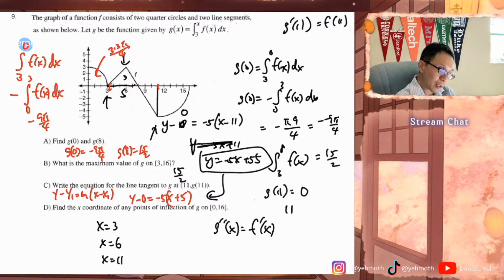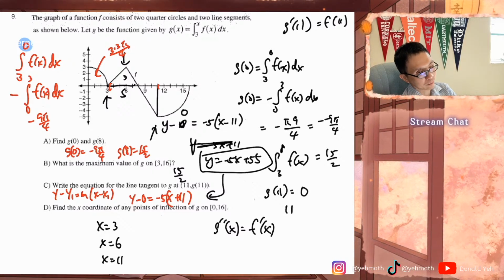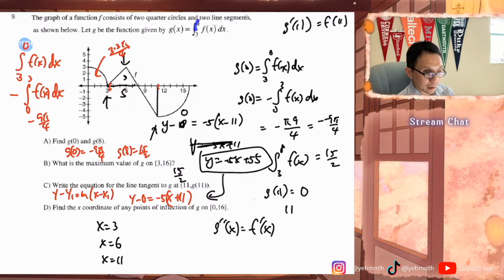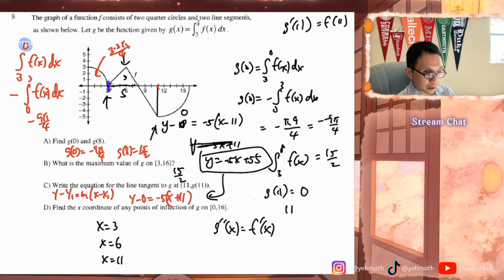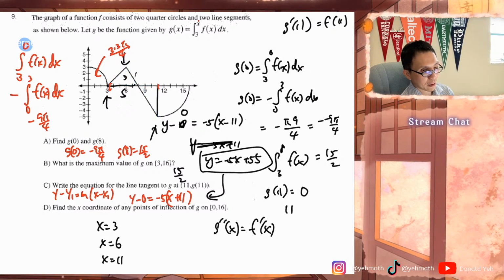Oh, it's not 5, it's 11 here. This is 11. What 11? 0, that means I plug in 0 here. If I plug in 0 from here to here, then this area is exactly the same as this area because they are 3 by 5. So they cancel each other out.